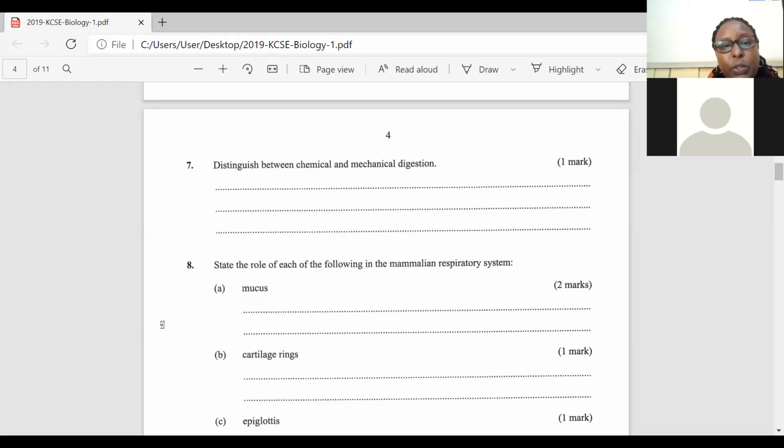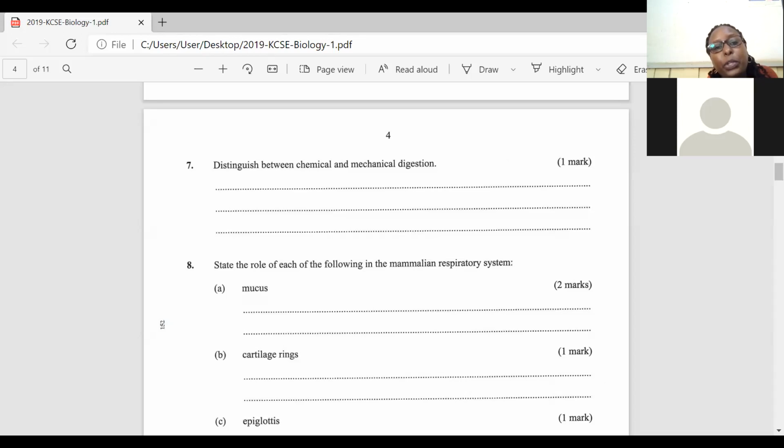Then talking of mechanical digestion, this one would have been highlighted by the student talking about the chewing, mastication, that is chewing to break down the food into smaller food particles, whereas for the chemical we had the enzymes actively working on the food substances.